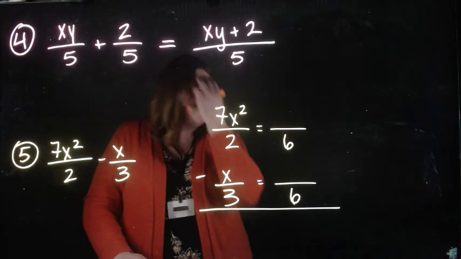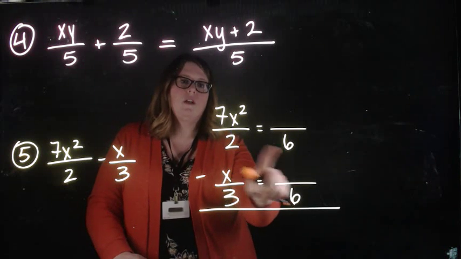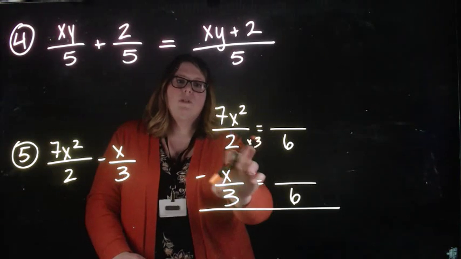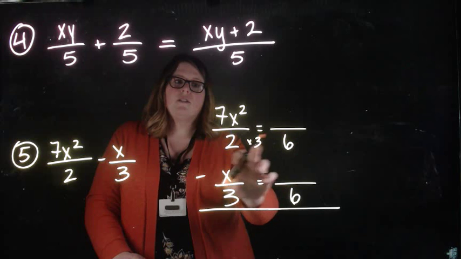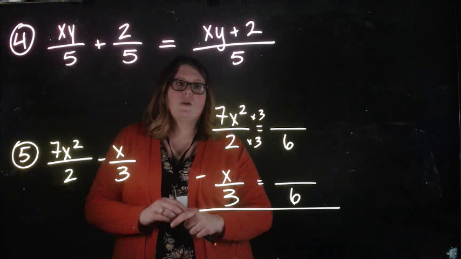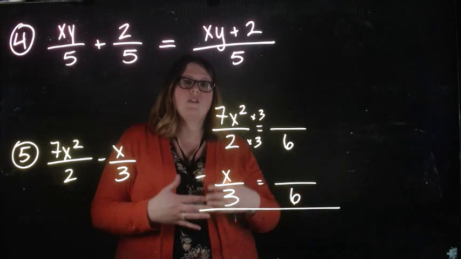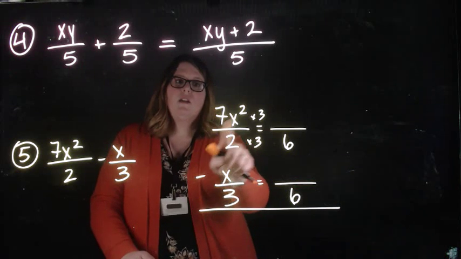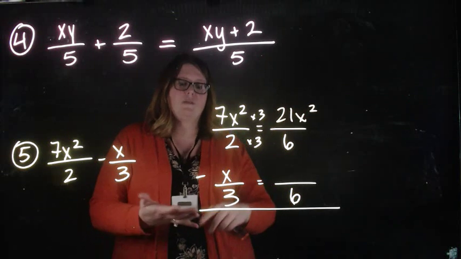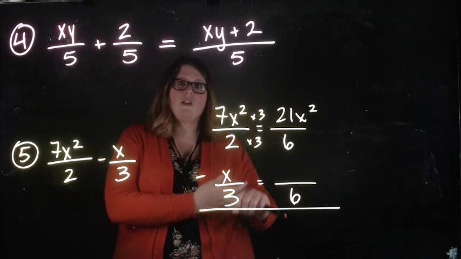So if we just look at this first one, 7x squared over 2, we just need to figure out how many 2s are in 6. So 2 goes into 6 3 times. Okay. So if we multiply this denominator by 3 to get that 6, we have to multiply our numerator by 3 as well. So 7x squared times 3 means I just have 3 7x squareds. So I could just look at my coefficient here of 7 and multiply my 3 by 7, I get 21x squared. So it's like I'm taking 7x squared plus 7x squared plus 7x squared, 3 times. I now have 21x squared.